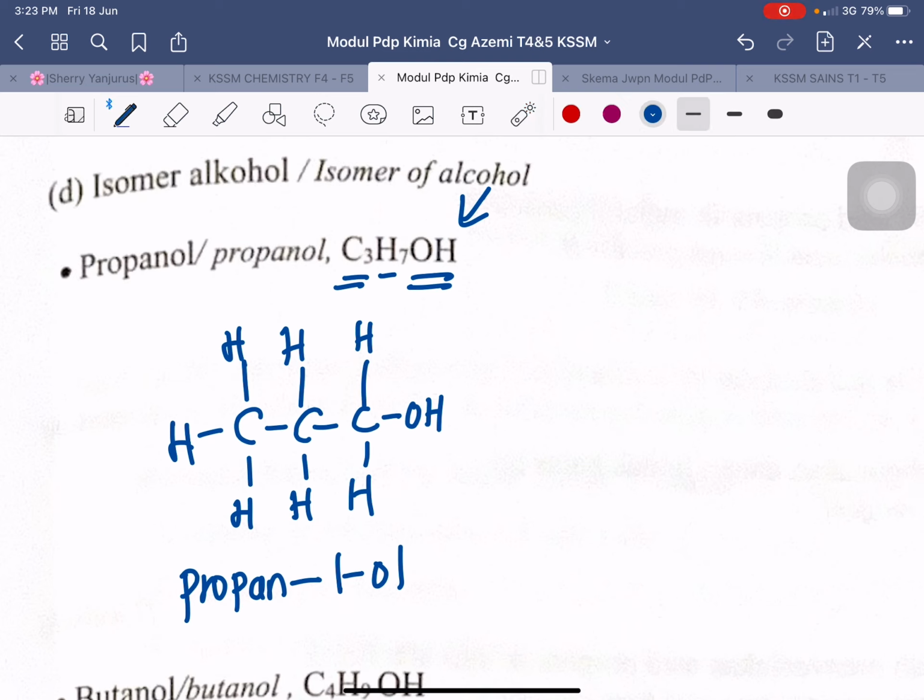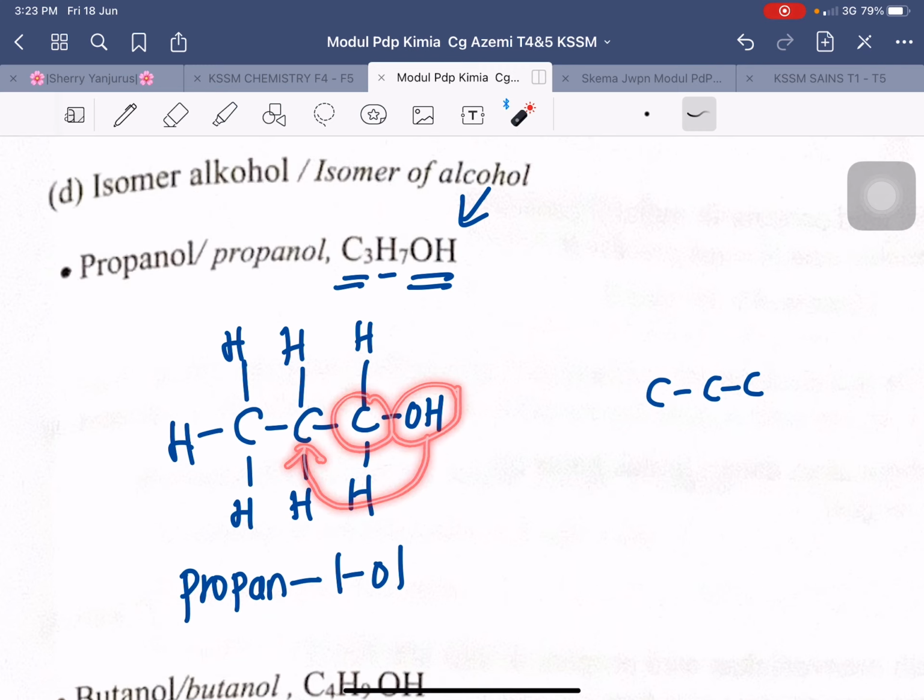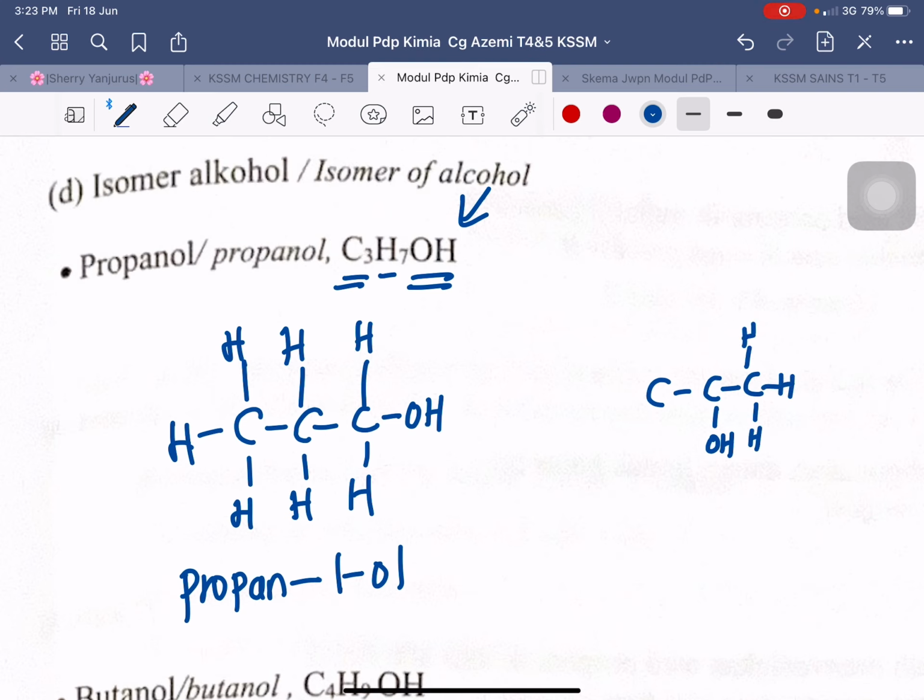Let's draw the next one. 1, 2, 3. You already take the first alcohol. So sekarang kasih pindah itu functional group pergi tengah-tengah. Okay, that's how you draw isomer. Pindahkan functional group. O, H. This one is H, H, H, H. Isikan saja according to the formula.